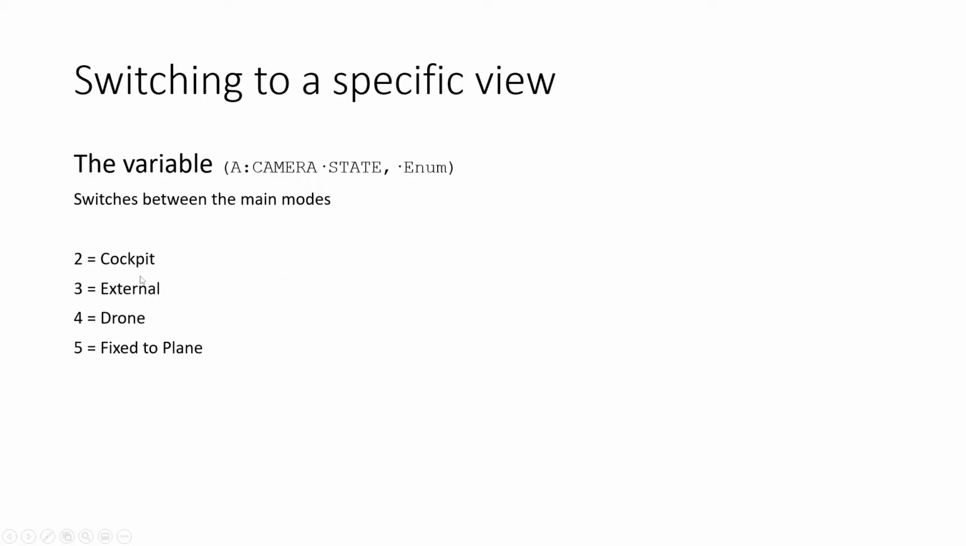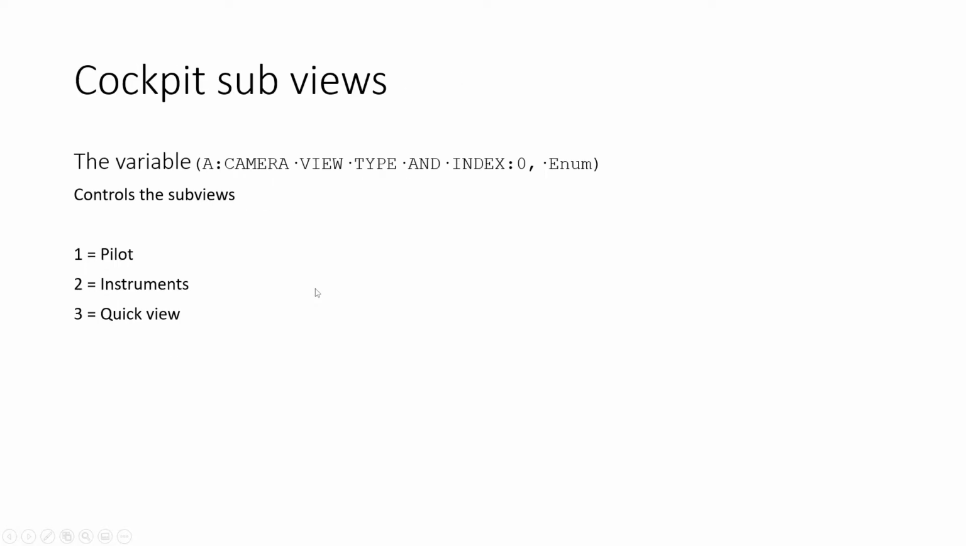But once we're in one of these main views, there are lots of sub-views and sub-sub-views that we can go with. So the first one is using this variable. Again, we can read it and write to it, and it's the camera view type and index. And if the index is 0, changing the value changes us to the pilot view, the instrument view, and the quick view, but they're all within the cockpit view. Okay, so these are various different views around the cockpit.